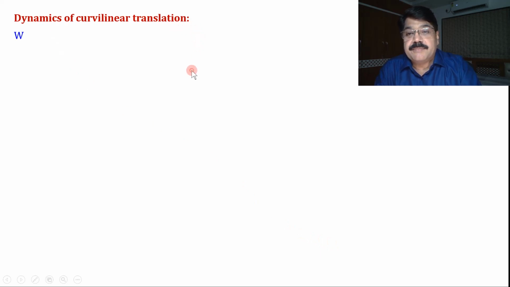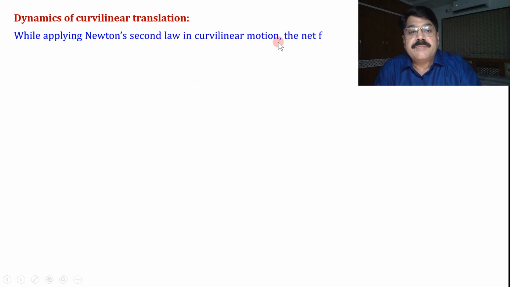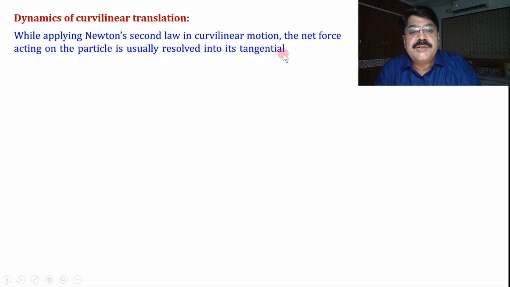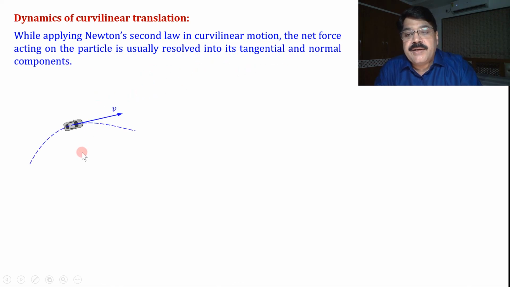Now we discuss how we can apply Newton's law on circular motion, or you can say dynamics of curvilinear translation. While applying Newton's laws in curvilinear motion, the net force acting on the particle is usually resolved into its tangential and normal components. You can see here, we can take the same car, it is moving here with velocity v. So some of the forces may be acting on the car.